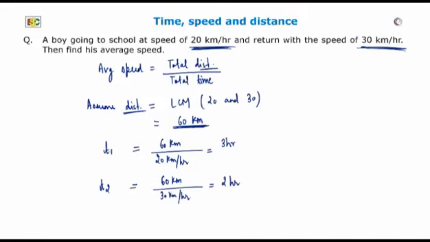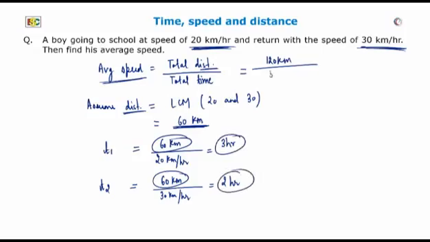Now we have to find the average speed. So total distance is equal to 60 plus 60, that is 120 km, and total time taken is 3 hours plus 2 hours, that is 5 hours, and this is equal to 24 km per hour, which is our average speed.